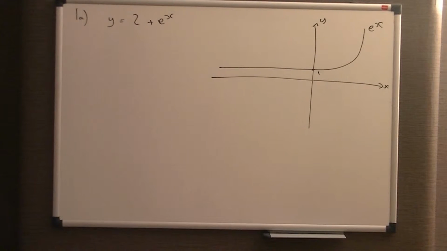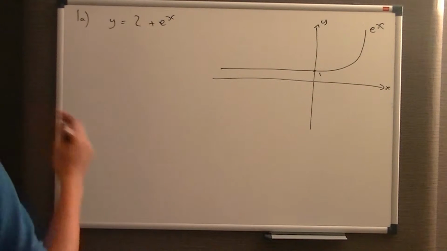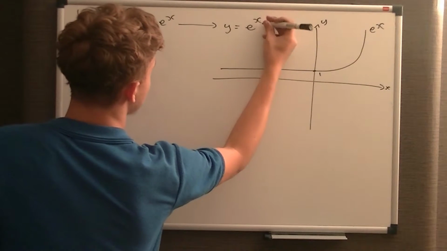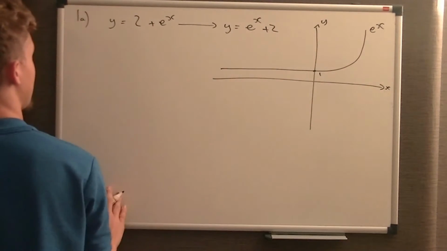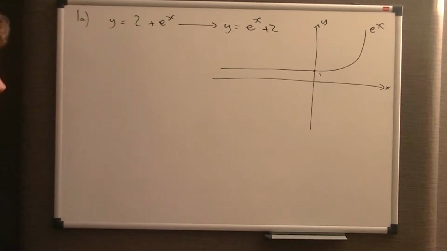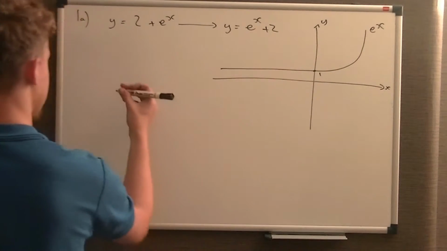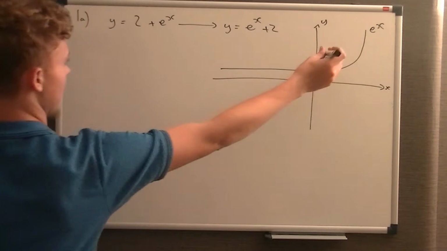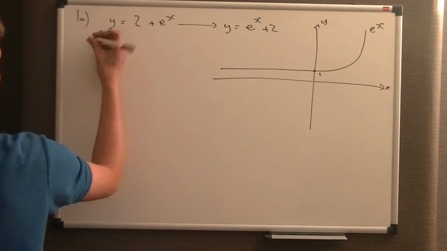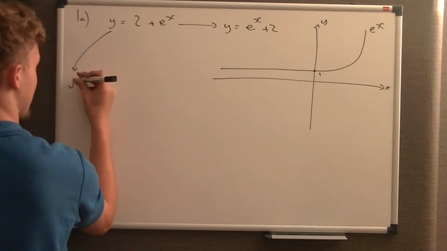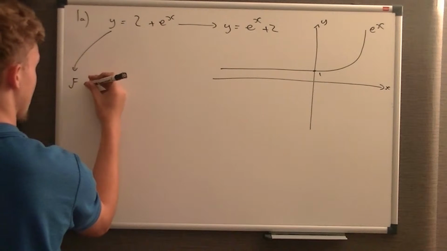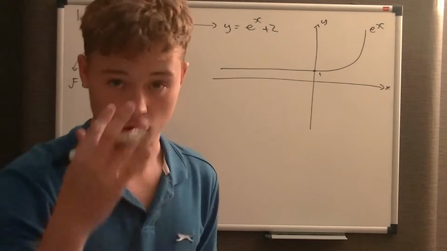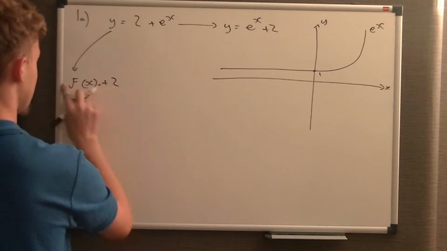Now we've got this one that says 2 plus e to the power x. Now what does that mean? That is exactly the same as writing y equals e to the power x plus 2. They've just decided to write it that way round. It makes absolutely no difference unless there's a negative sign here, but there isn't. So this essentially is f(x), e to the power x, and this is f(x) plus 2. And if you remember from your C1 studies, it's moved up 2 units.